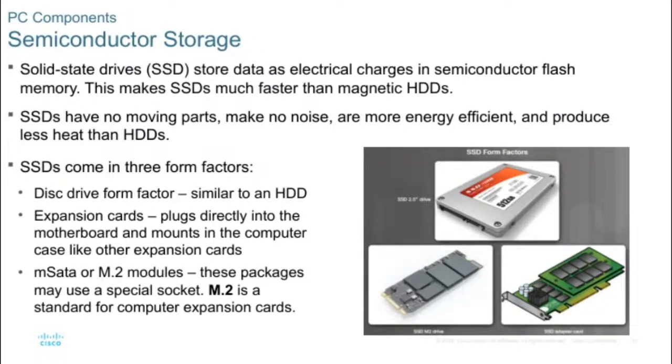SSDs come in three main shapes. First, there's the disk drive form factor. It looks a lot like a traditional hard drive. Then, we have expansion cards, which plug straight into the motherboard and fit inside the case just like other cards. Finally, there are M-SATA and M2 modules. These are smaller, use special sockets, and M2 is actually a standard for these kinds of expansion cards.